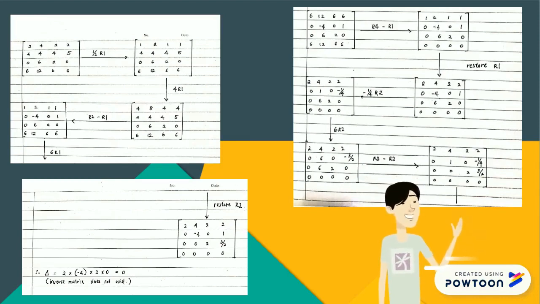Then divide the second row by negative 4 and it will become 0, 1, 0, negative 1 over 4. Then multiply the second row again by 6, so it becomes 0, 6, 0, negative 3 over 2. Subtract the second row from the third row and restore the second row, so the third row will become 0, 0, 2, 3 over 2, so we will get 0 in the third row. Then now restore the second row to the original.